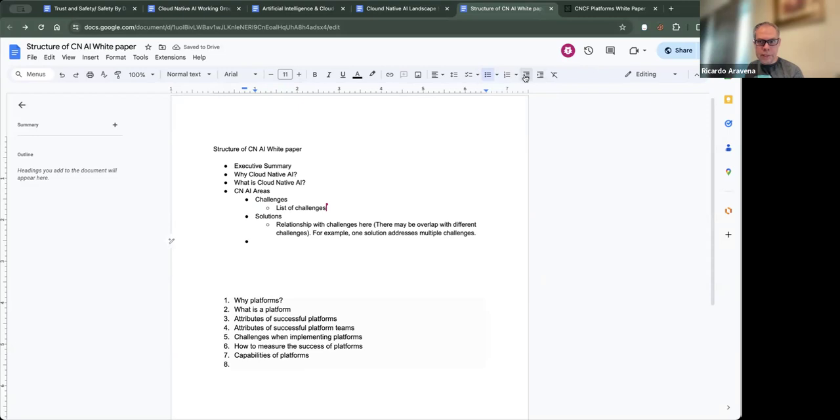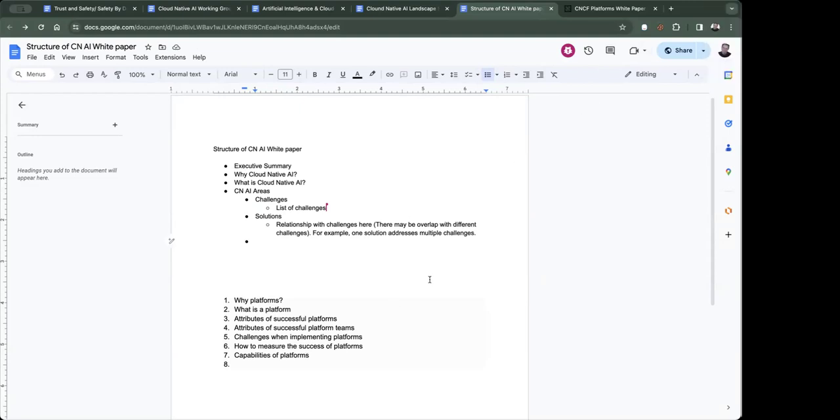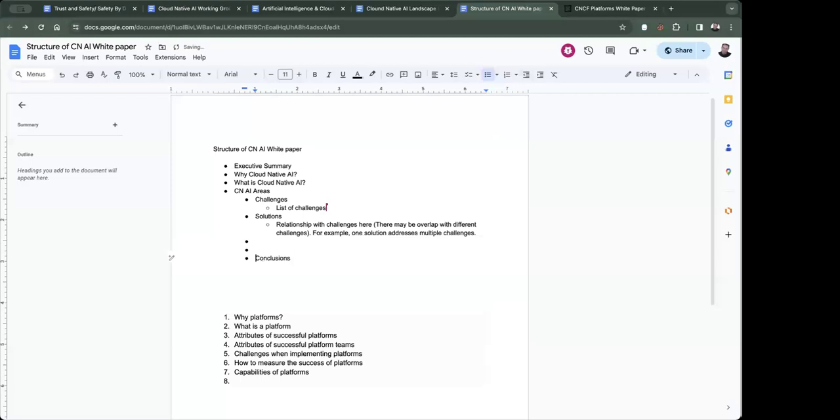Well, I shared this document, so it sounds like we need to work on the structure of the paper now. That's the next step, right? I like the structure we just put down: say why cloud native AI, what is cloud native AI, and then cloud native AI areas. Yeah, I think that's good.